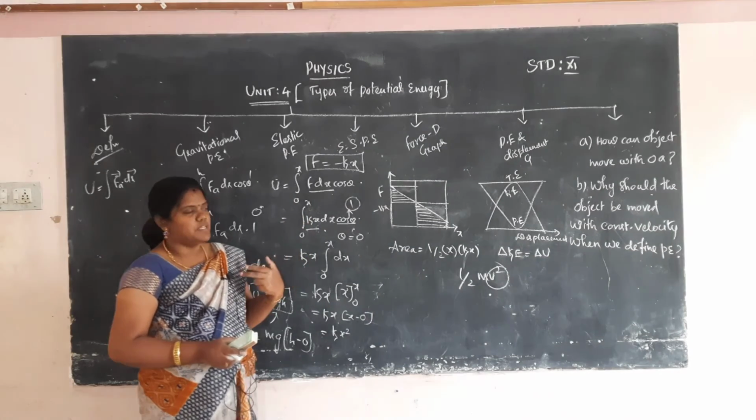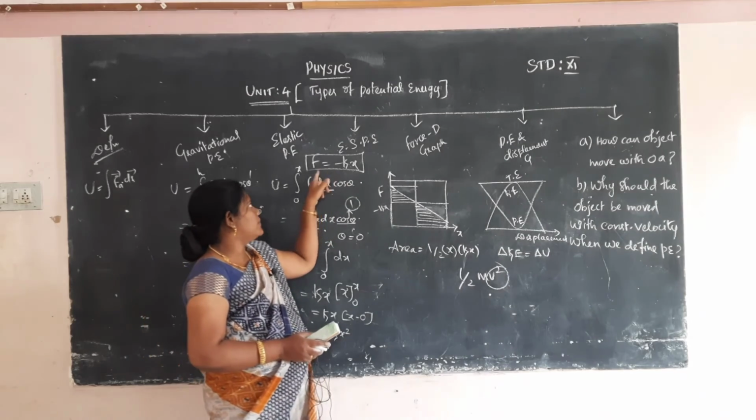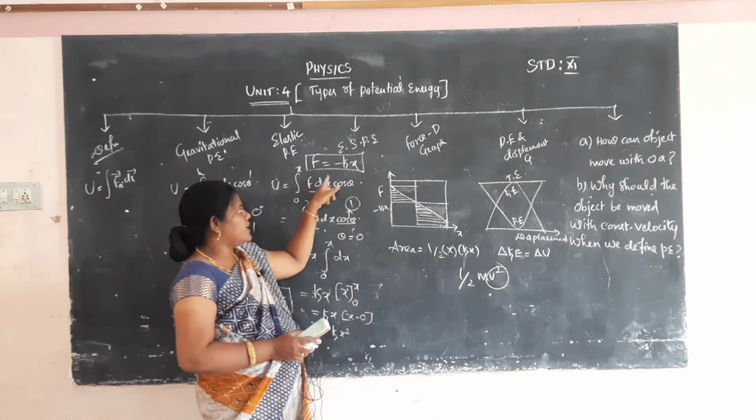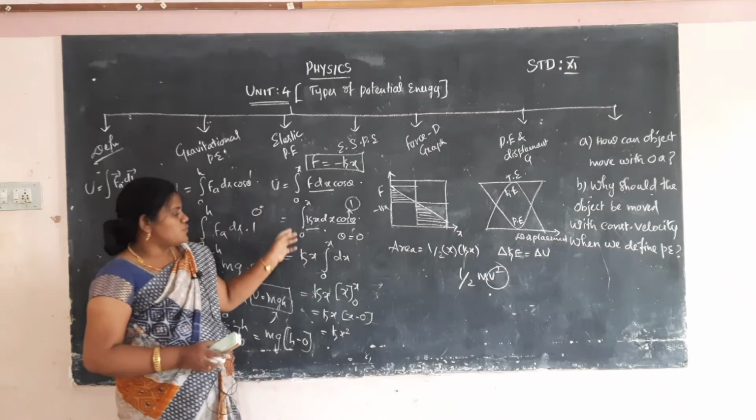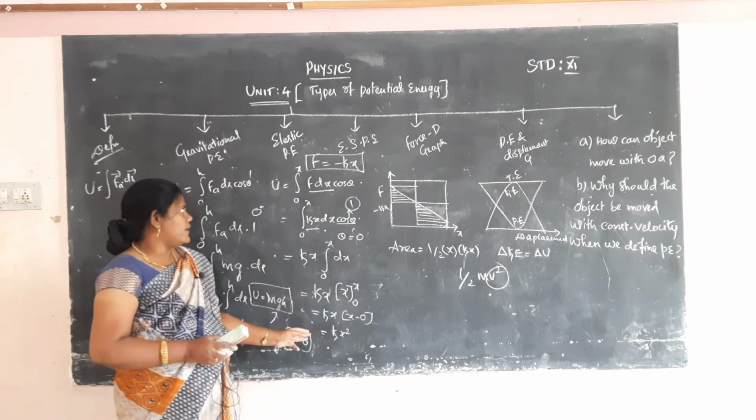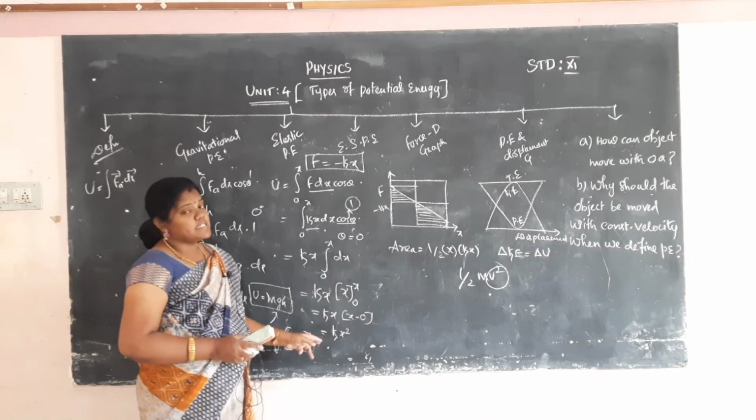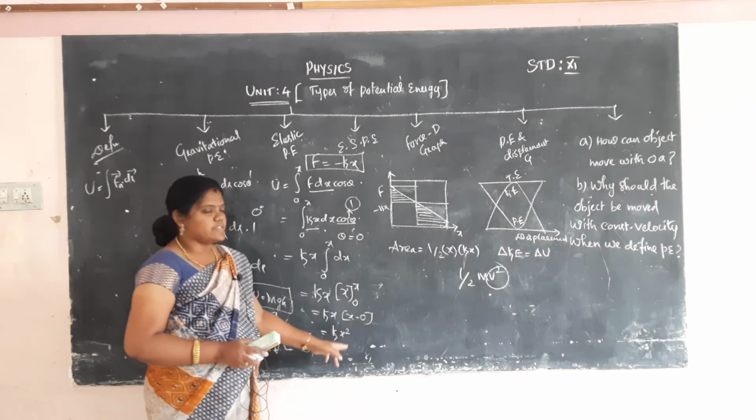The negative displacement is there, so the opposite sign is mentioned in the force formula, F is equal to minus kx. We substitute the force formula and easily calculate the elastic potential energy, U is equal to half k x square.